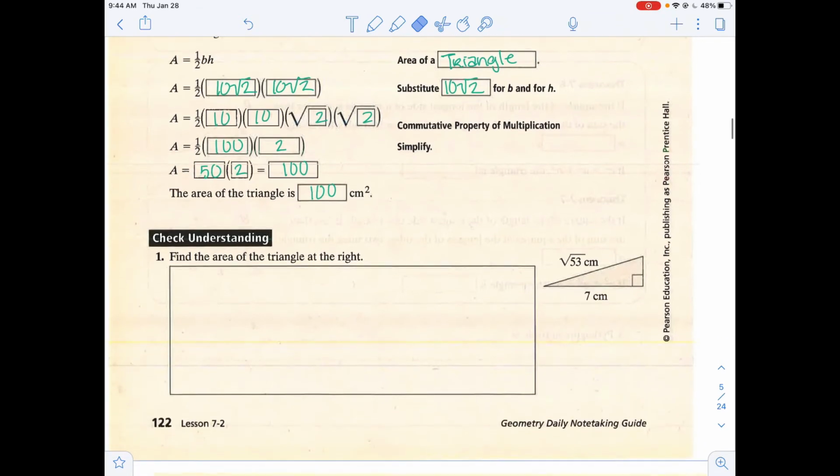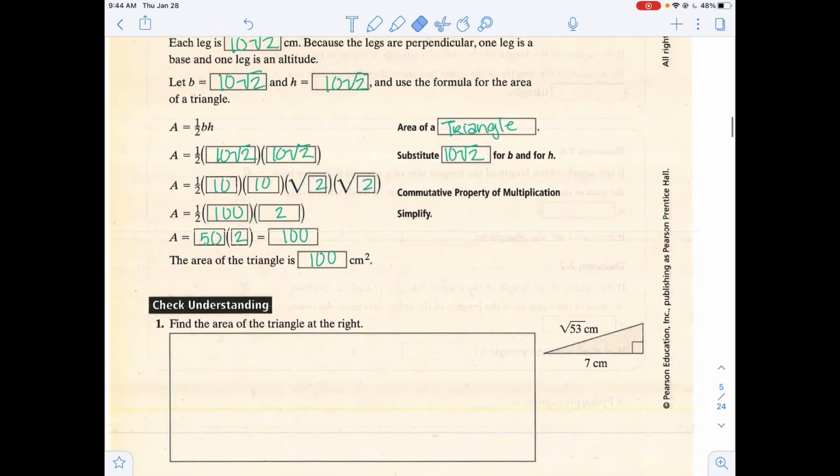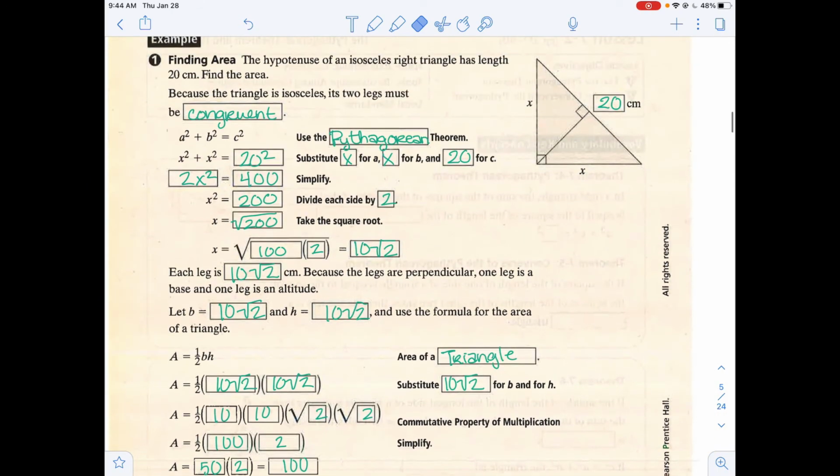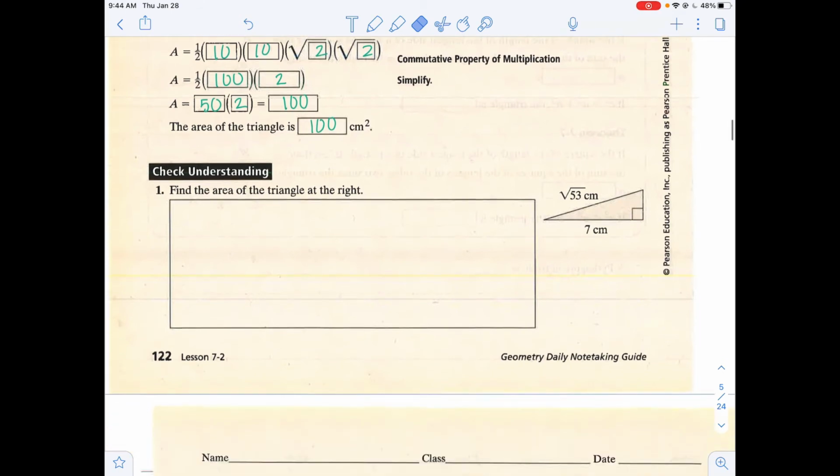Okay, there is a check for understanding problem here about finding the area of the right triangle. This is going to be just like this problem here. You're going to have to find the missing length of that shortest side before you start finding the area.